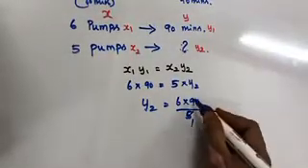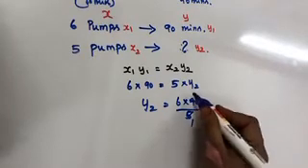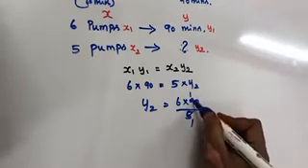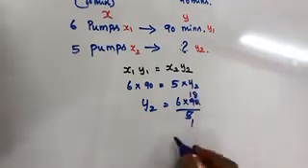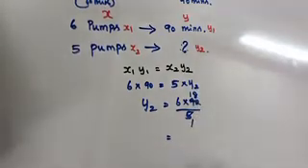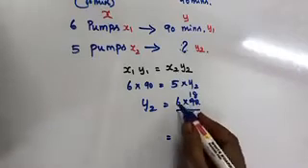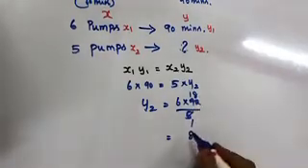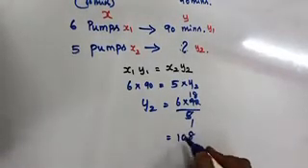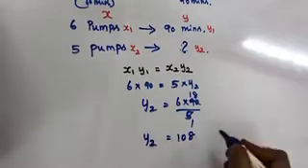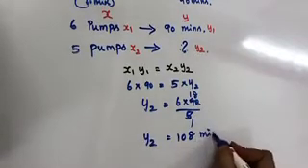1 5 is 5. 1 5 is 5. Remaining 4, 40. 8 5s are 40. So 18 into 6. 6 8s are 48. Remaining 4. 1 6 is 6. Plus 4 it is 10. So y2 is 108 minutes.